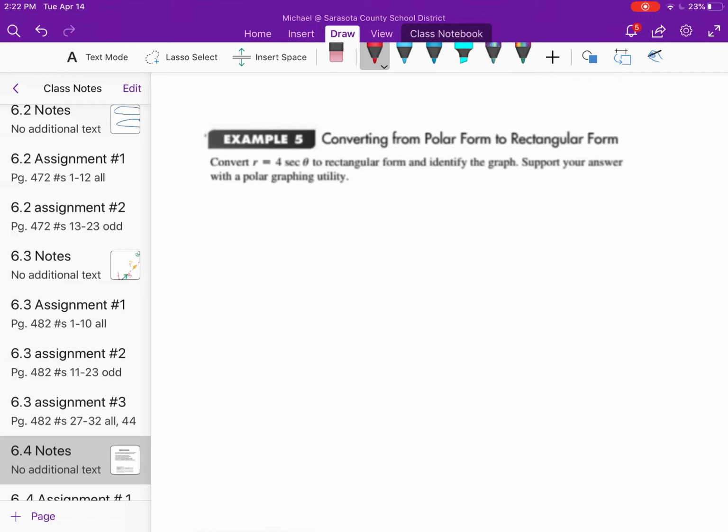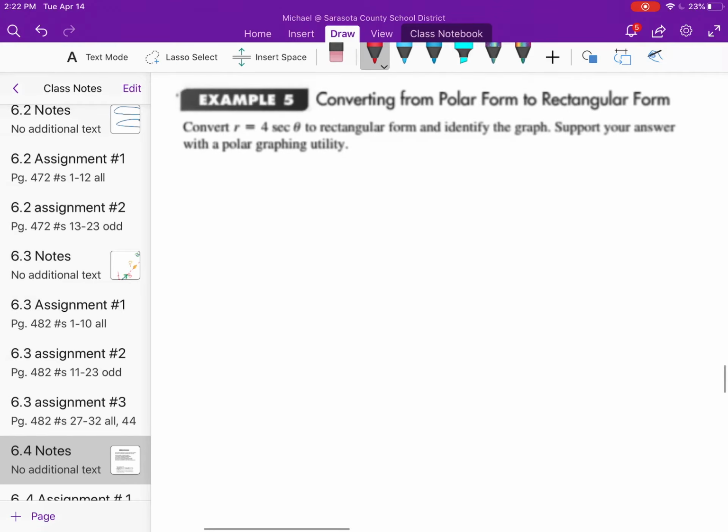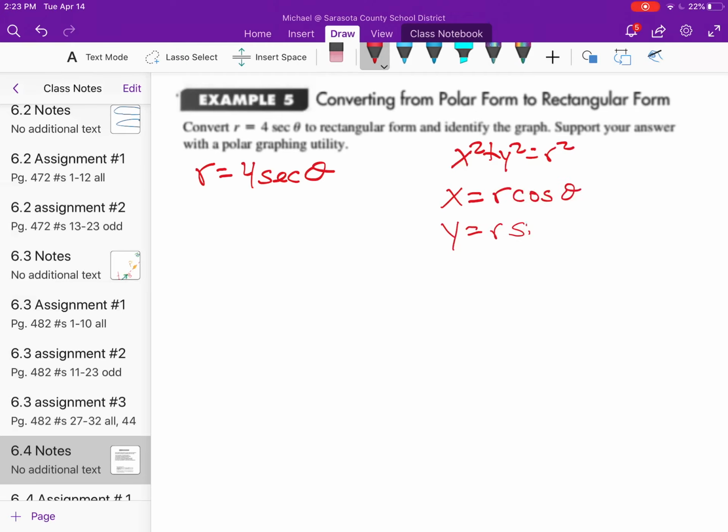So let's take a look here. We have an equation in polar form, and it says r equals 4 times the secant theta. So r equals 4 secant theta. When we're converting from polar form to rectangular form, we have to remember a couple of things. We have to remember that x squared plus y squared equals r squared, that x equals r times the cosine of theta, and that y equals r times the sine of theta. Ultimately, our job in these conversions is to get all the r's and thetas out of the way and put x's and y's into the mix.